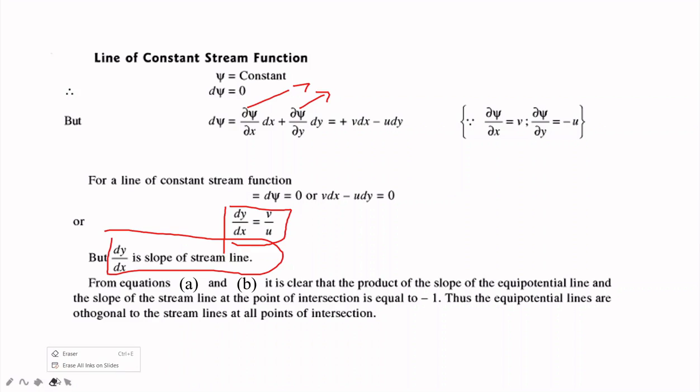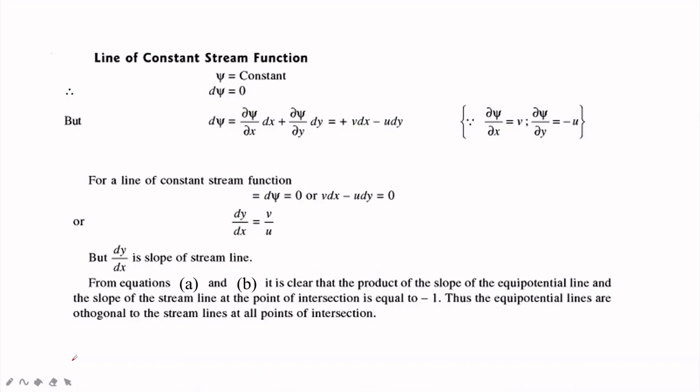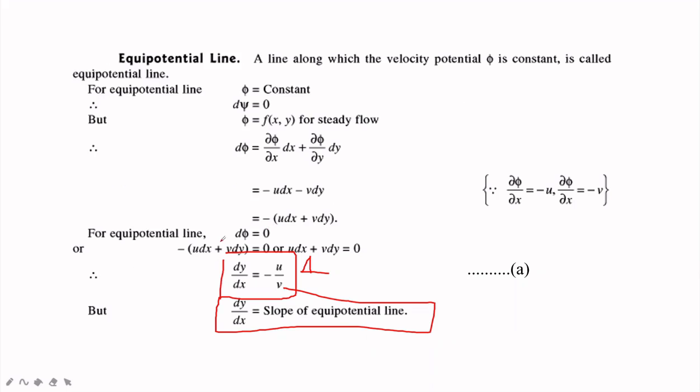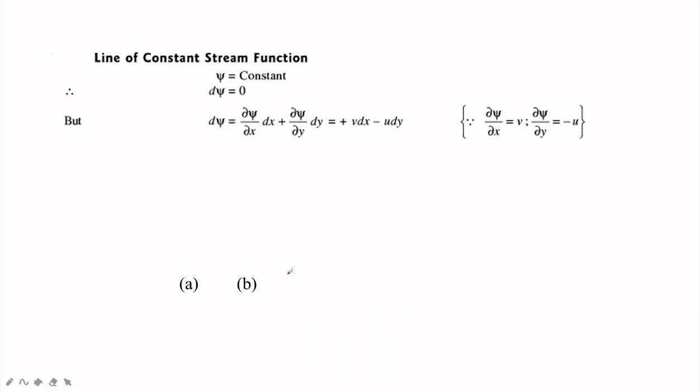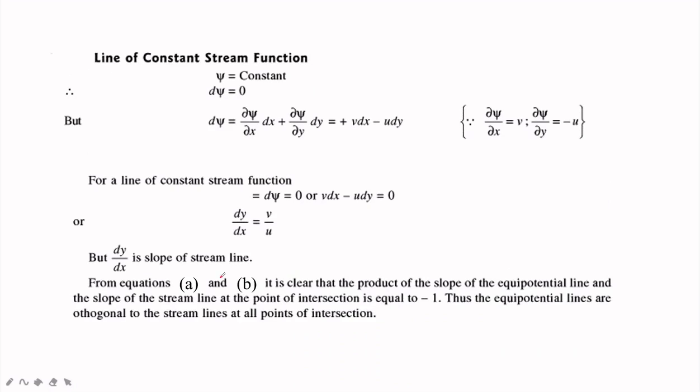So what you have to remember here is, whenever you take ψ as constant, the slope for the streamline you will get as v/u, whereas for an equipotential line the slope is negative of u/v. From both equations, A and B, it is clear that the product of the slope of the equipotential line and the slope of the streamline at a point of intersection is equal to -1.